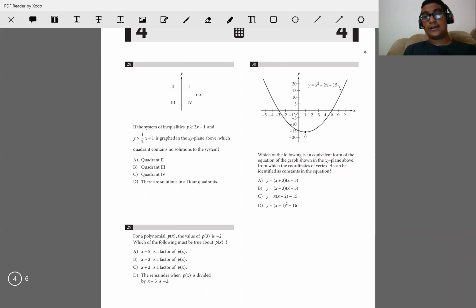This again is the calculator section. I'm using a scientific calculator, but again, it would be helpful if you could use a graphing calculator for some of these, but you don't need a graphing calculator.